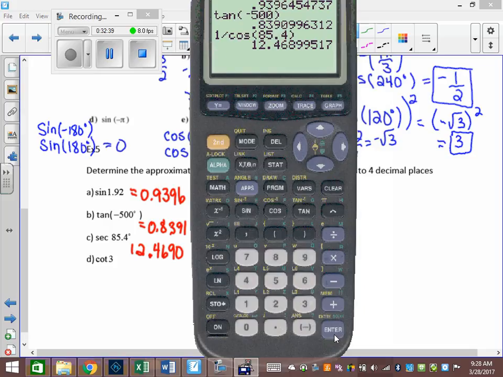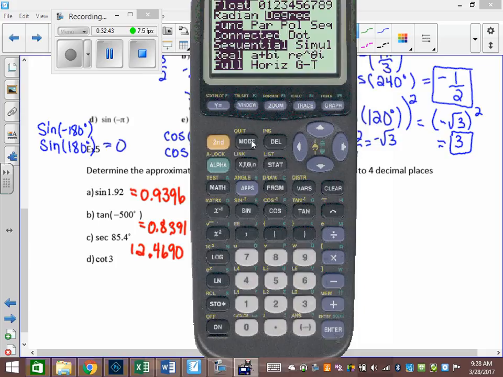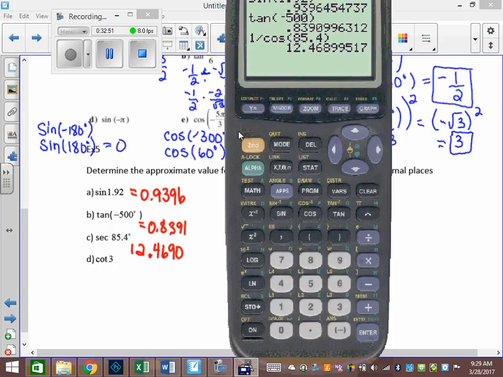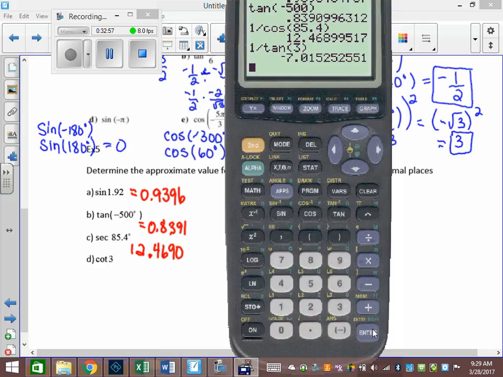Okay, cotan of 3. That's radians now, right? So my mode. Radian. Second quit. And I'm going to go 1 divided by tan of 3. Negative 7.015. Okay.